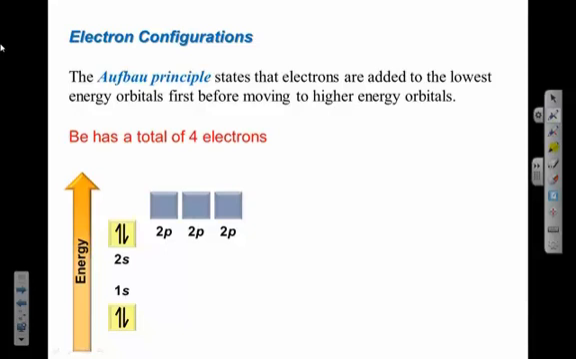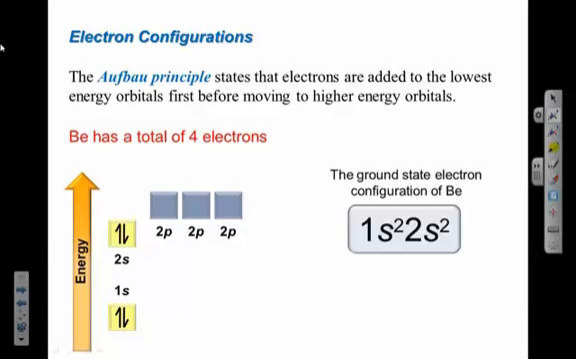So why is the 2s lower in energy than the 2p? On average, the electrons are closer to the nucleus because the 2s is more spherically shaped. It has an average electron density closer to the nucleus than the 2p, which is the double lobe, more elongated shape. So that would be the electron configuration for beryllium, 4 total electrons.